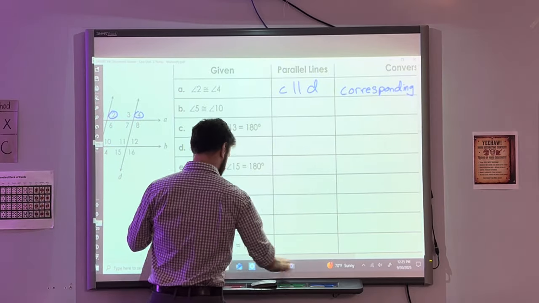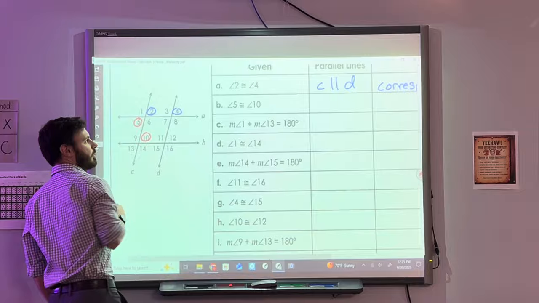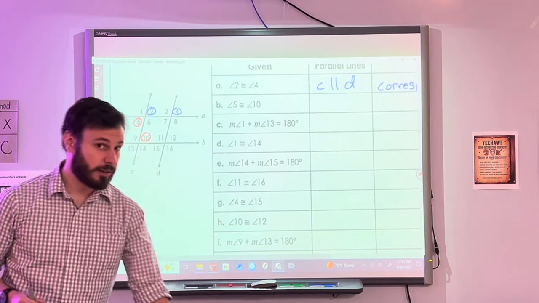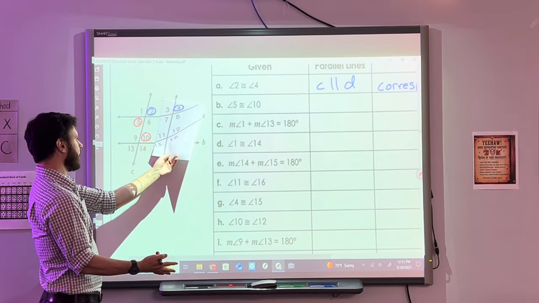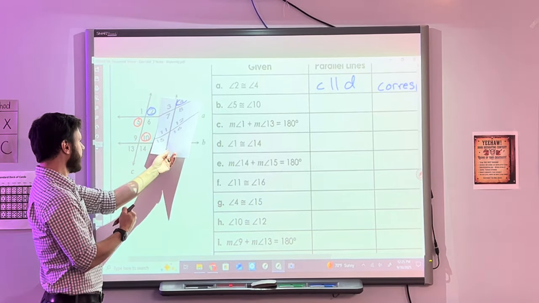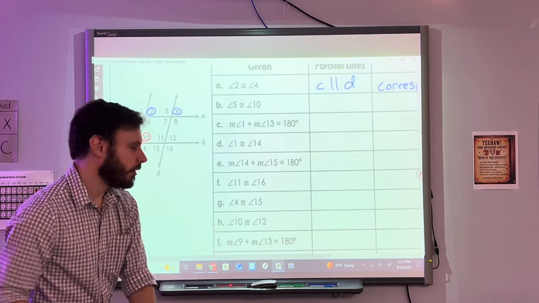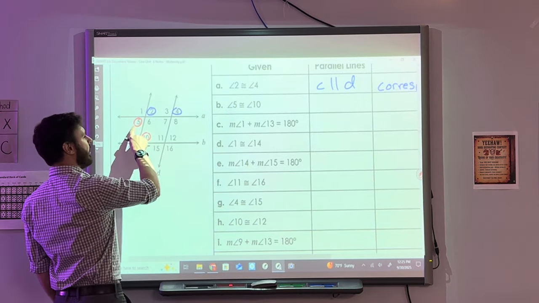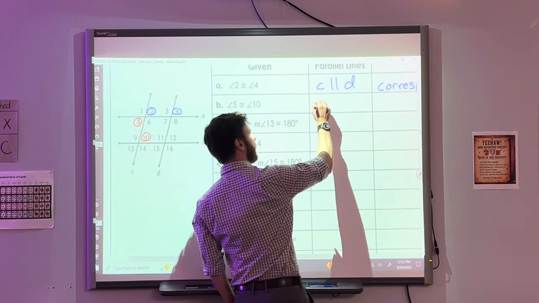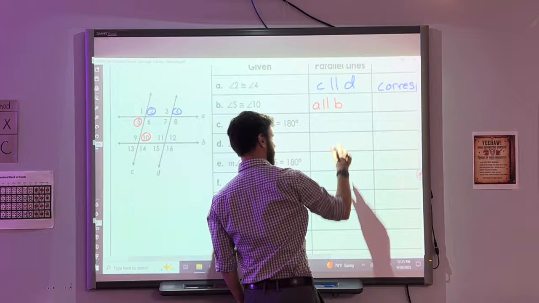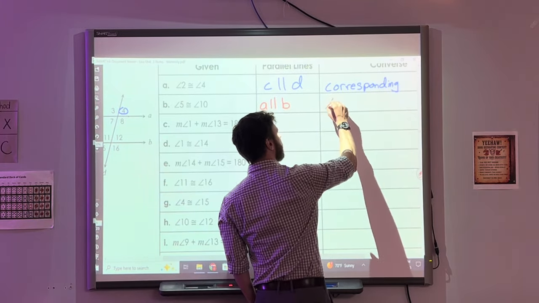Five and 10. Well, 5 is congruent to 10. Okay, so I'm dealing with the ones on the left. I might cover this up. And now what's their angle relationship? Alternate interior, and those should be congruent, and this is telling me they are. So the parallel lines for 5 and 10 are going to be these ones running side to side. A is parallel to B, and my reason is their angle relationship of alternate interior.